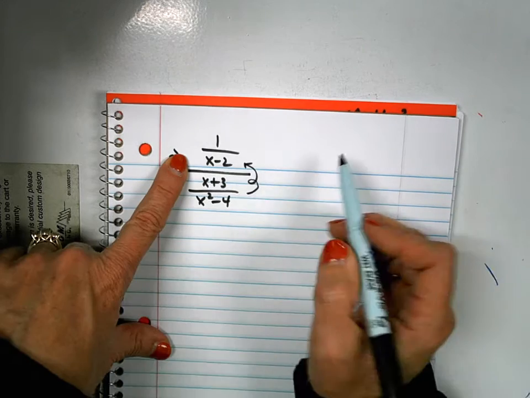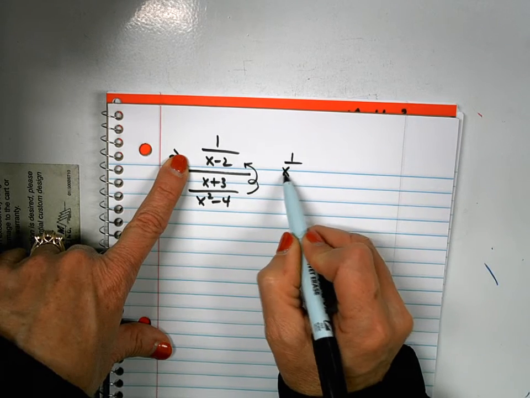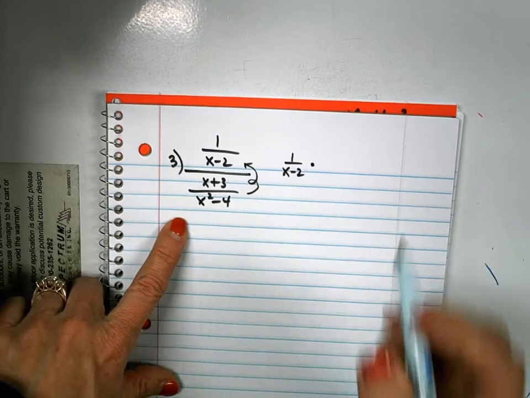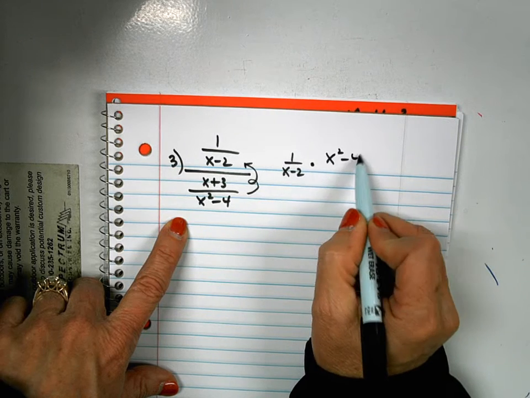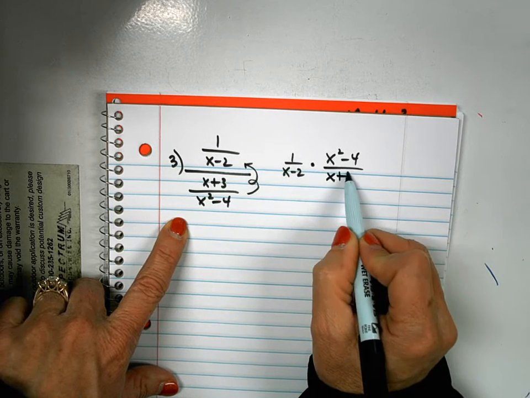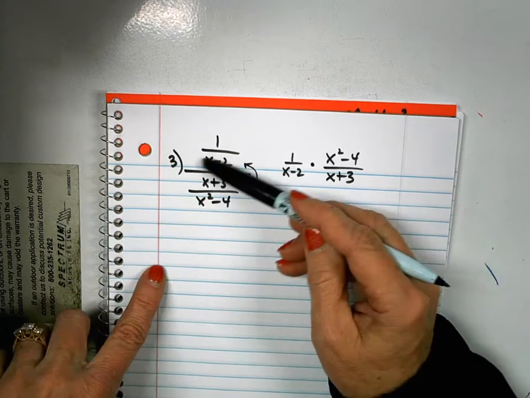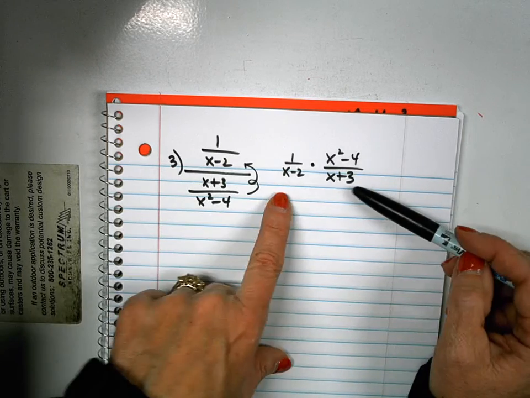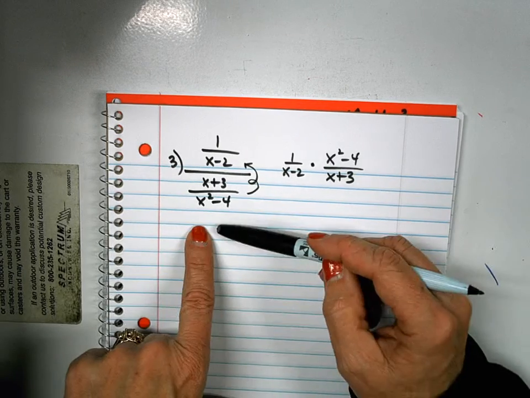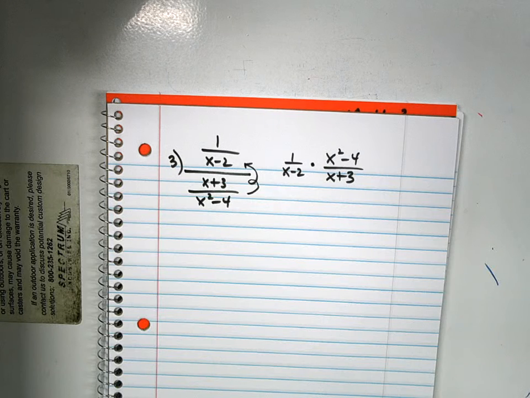Okay, so the 1 over x minus 2 stays. Change it to multiplication and put the x squared minus 4 on top, the x plus 3 down in the bottom. So these two that are closest together right here end up down in the denominator together. This one that was way down in the denominator ends up on top. Are we going to be able to reduce anything?